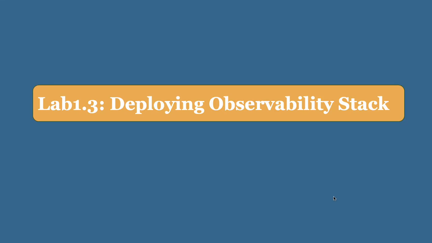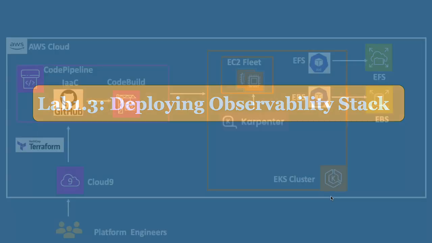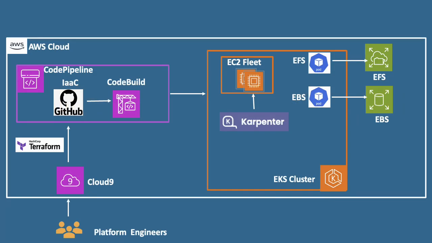Hi all, in this lab, let us deploy the observability stack on top of the existing EKS cluster. Let's get started. This is the previous state where we were. So we had a CodeDeploy pipeline to deploy the infrastructure. Then in the previous lab, we deployed the EKS cluster with some add-ons like EFS, EBS, and Karpenter. And then in this lab, we'll be deploying the observability stack.